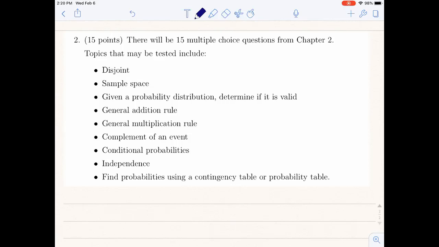Okay. The general addition rule is just going to be a question where you apply the general addition rule, which is on your formula sheet: the probability of A or B is the probability of A plus the probability of B minus the probability of A and B. Makes a difference. So a question where you apply that formula.